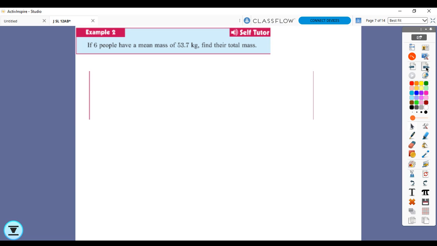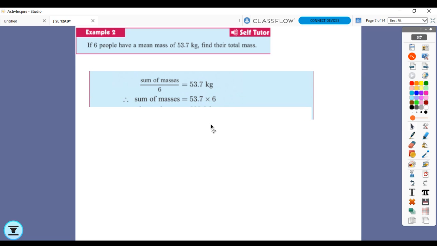If 6 people have a mean or average mass of 53.7, you come across the mean by taking the sum divided by the amount to get 53.7. So the total sum we get by multiplying, to get 322.2 kilograms.